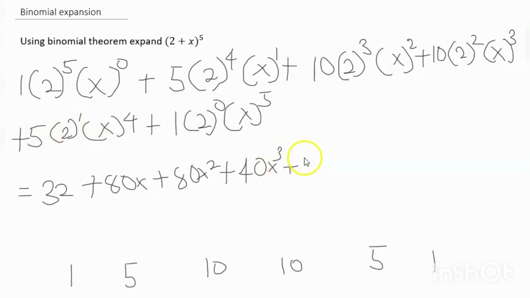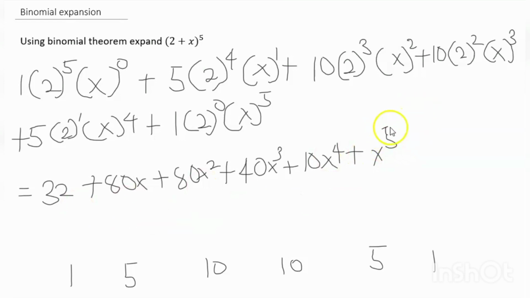2 to the power of 1 is 2. 2 multiplied by 5 is 10. So that would be 10x to the power of 4. Then 2 to the power of 0 is 1. 1 multiplied by 1 is 1. Then 1 multiplied by x to the power of 5 would be x to the power of 5. So this is our answer.